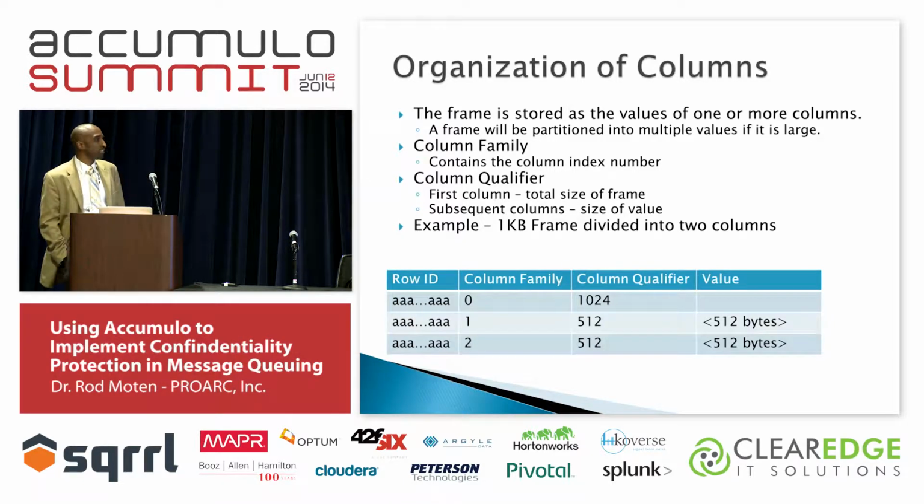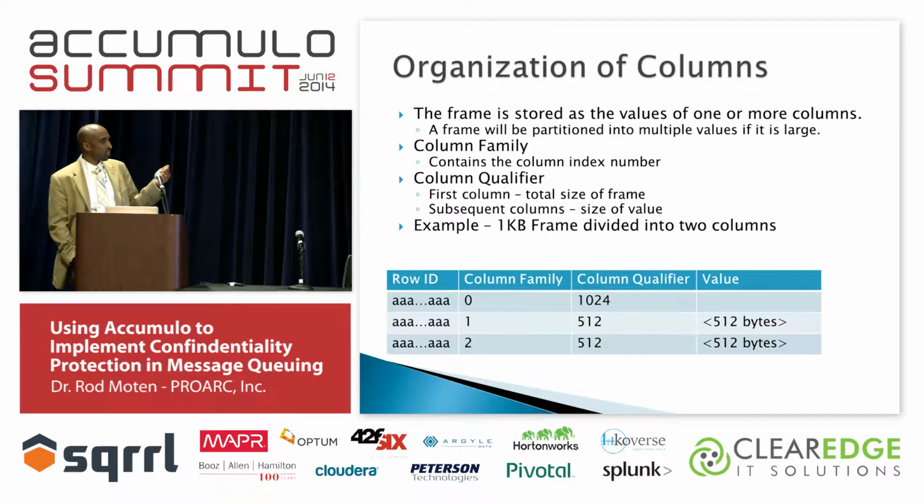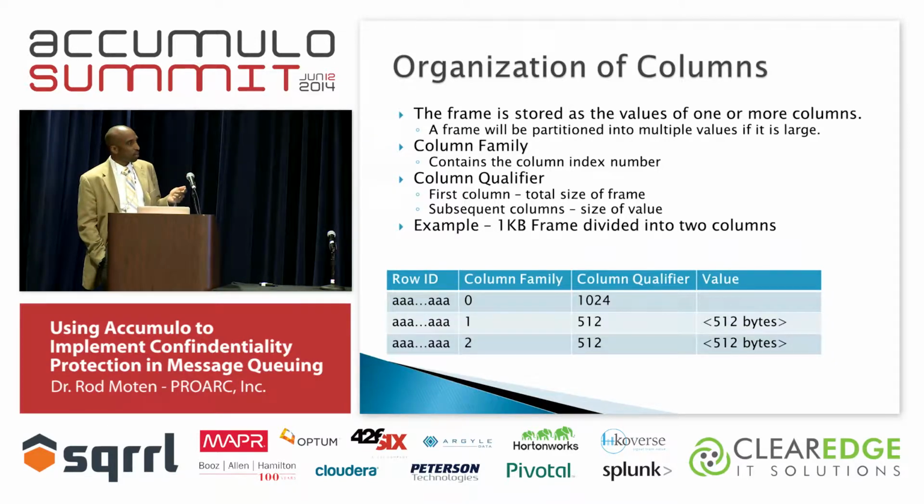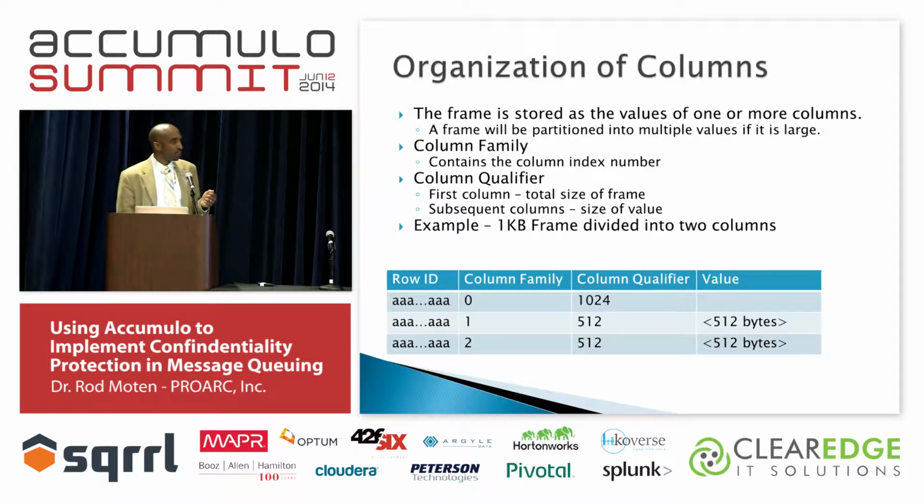Anyway, here's a simple example. If you have a 1 kilobyte frame, you can divide it into 2 columns. The first column has the size in the column qualifier, which is 1024. The second column, in this case, has 512 because we're breaking up the frame into 512 byte segments, and the next column will have 512 as well. And this is configurable. You don't have to have 512. I'll talk about how we adjusted the frame sizes when I talk about our results.